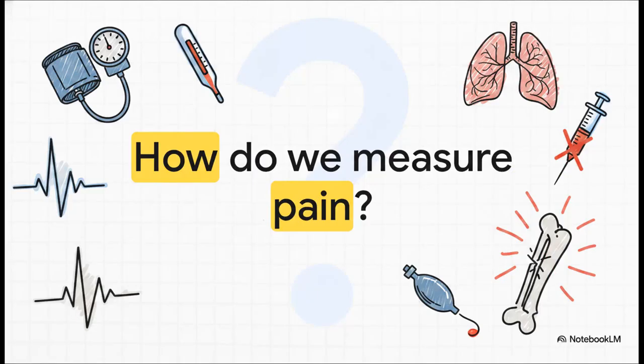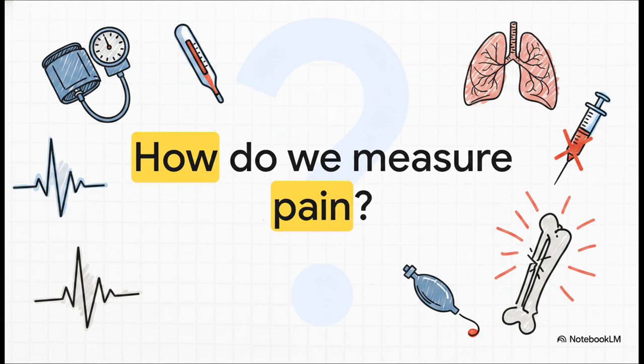So, in modern clinical medicine, you've got your pulse, your respiratory rate, blood pressure, and body temperature. Those are your 4 primary vital signs. But recently, the medical community officially recognized pain as the 5th vital sign. Now, the core clinical dilemma here is glaringly obvious.